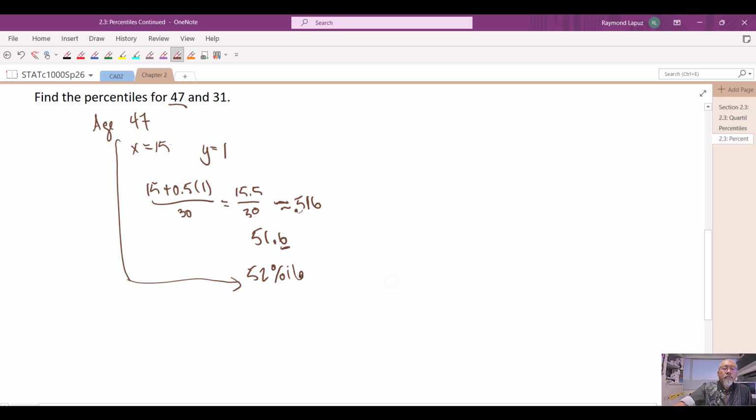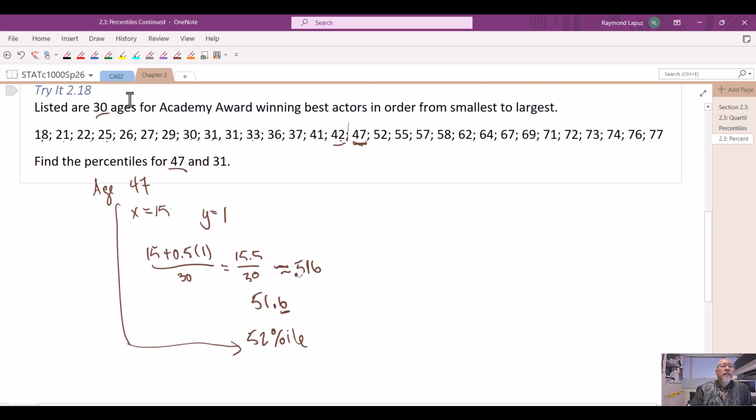Okay, all right, so that's how we're going to do it. Let's do one more, where we're asked to figure out what the percentile is for the age of 31. So we'll do the same thing. We'll count from the bottom to the number 31. So anything that's less than that: 1, 2, 3, 4, 5, 6, 7, 8. There are 8 numbers less than 31. y is going to be the number of times we see 31. So we see 31 twice, so y is going to be equal to 2. Because 31 occurs twice, and then we put it into that formula.